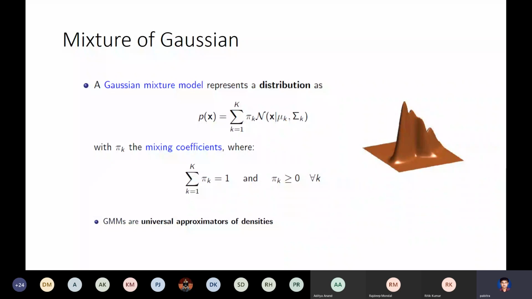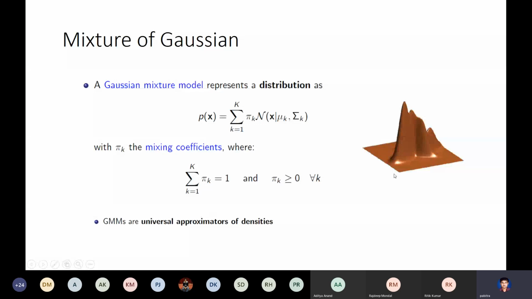But if this p(x) has to be a probability distribution, some properties of pi k have to be followed. Pi k has to be greater than or equal to 0 for all k, and the sum of the pi k values, the weights over all the Gaussians, has to be 1. They add up to 1. Otherwise, if you integrate p(x) over the entire space, the area under the curve for a distribution has to be 1. That comes only when pi 1 plus pi 2 plus pi 3 equals 1.